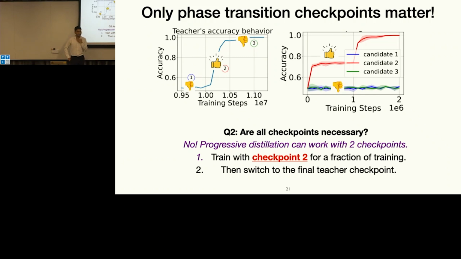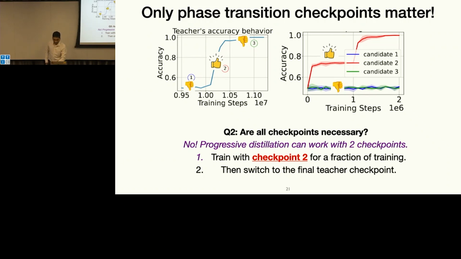Is there any combining effect when you combine both checkpoints? Is 2 checkpoints better than 1? Yeah, that's a good point. We didn't try. We just applied a curriculum where for a fraction of training we train with checkpoint 2 supervision, and then switch to the final checkpoint. Yeah. Any questions?